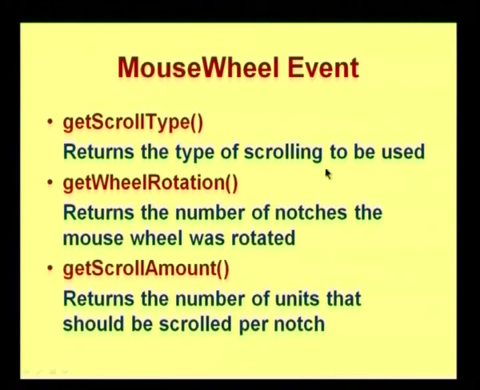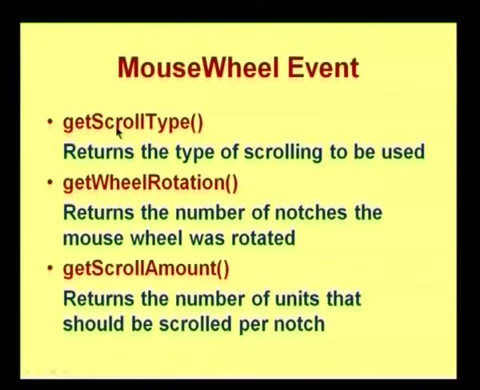Next is the mouse wheel event. We discussed this. Whenever I am trying to move my mouse wheel, I need to know what distance I have travelled, how many units I have moved and so on. So, you have methods such as get scroll type, which returns the type of scrolling to be used. You have various scrolling methods, and all these scrollers will not scroll in the same fashion.